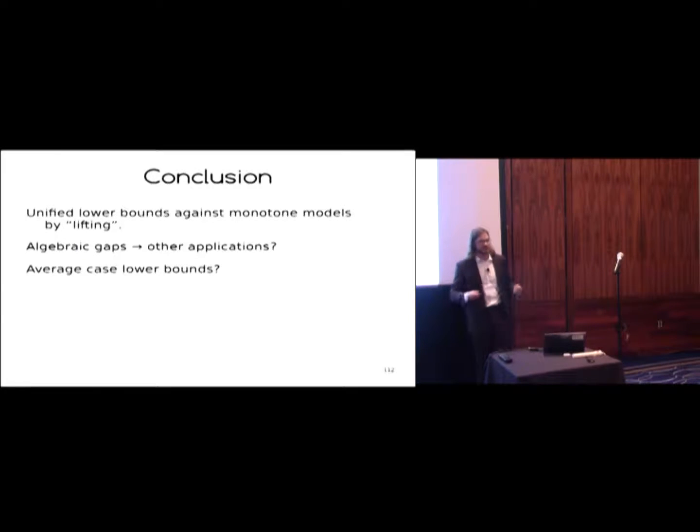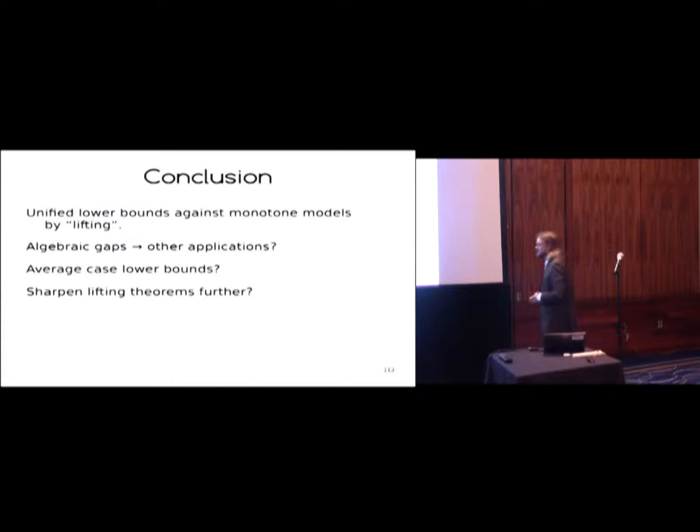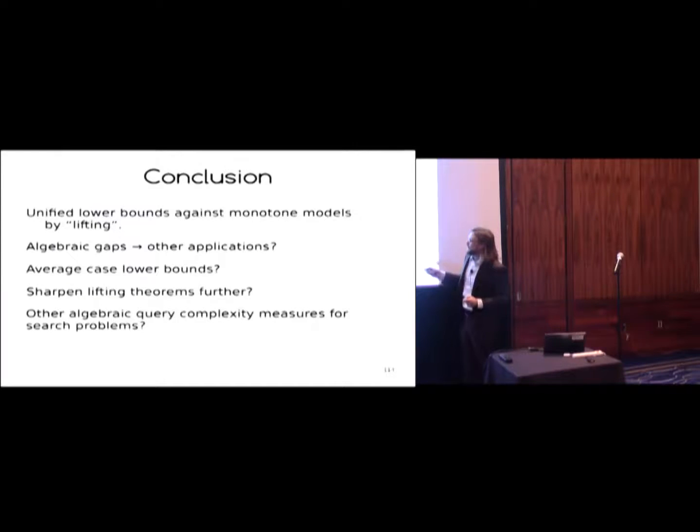Average case lower bounds is an obvious problem. The rank measure is inherently a worst case measure, so you're going to need really new ideas to get average case lower bounds. And of course, obviously, the question that you get at any lifting talk is to sharpen the lifting theorems further. We want a constant size gadget. That's the main message from the people who work on these kind of things. If you get a constant size gadget, then maybe we can get truly exponential lower bounds, like 2 to the n.